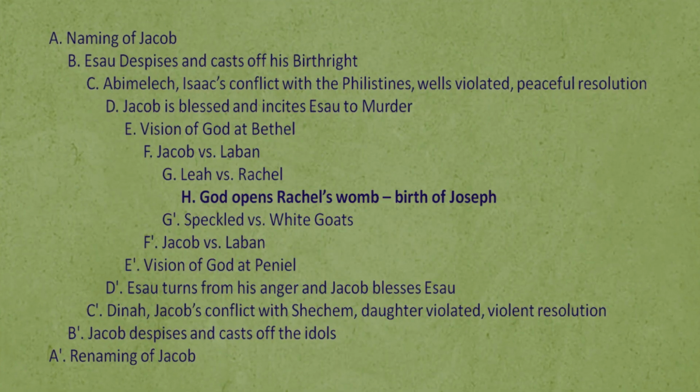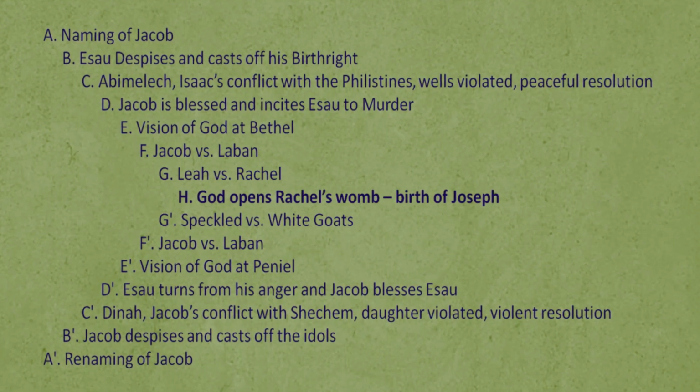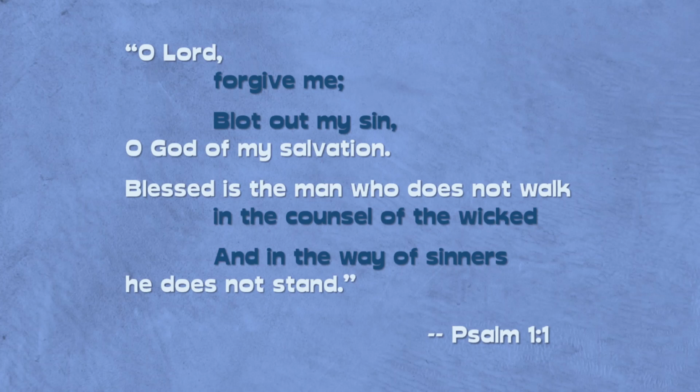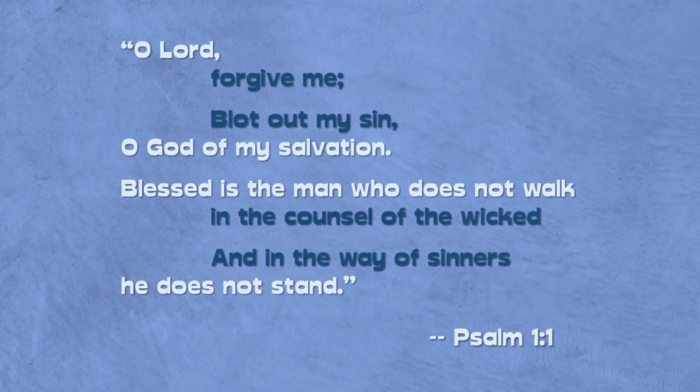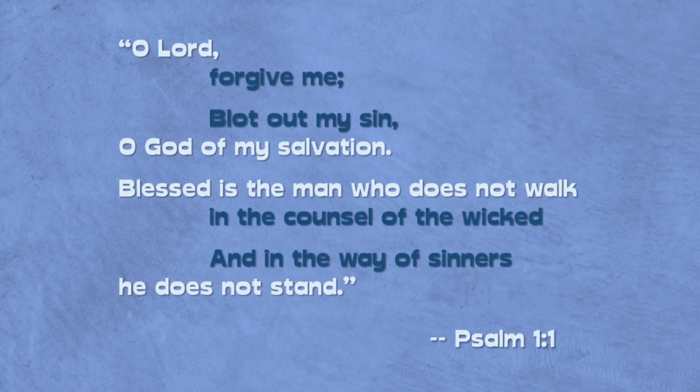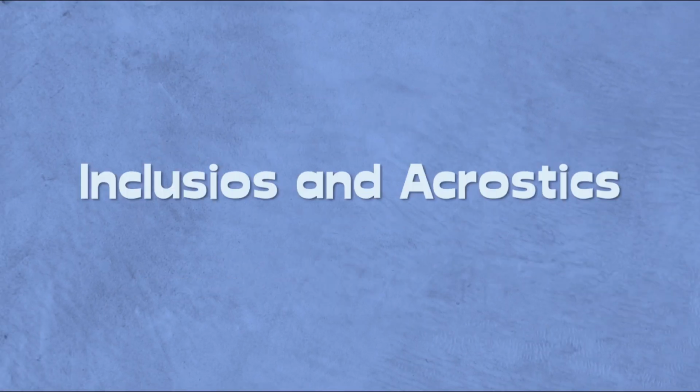Here are some examples of chiasm. A chiasm occurs when successive lines reverse the order in which the parallel themes appear. The name comes from the Greek letter chi, which looks like an X. O Lord, forgive me. Blot out my sin, O God of my salvation. Blessed is the man who does not walk in the counsel of the wicked, and in the way of sinners he does not stand. Some other examples of Hebrew poetry include inclusios and acrostics.